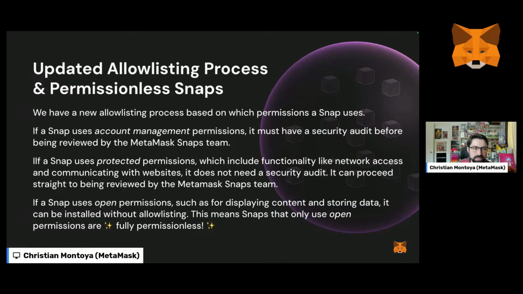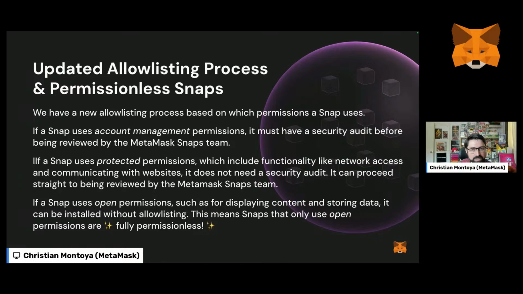If a snap is using what we call protected permissions, and it's not doing any account management, it's just doing things like network access, communicating with websites and so forth, it does not need to get a security audit anymore. So you don't have to pay for a third-party security audit or request a grant to cover that cost. You can proceed straight to being reviewed by the MetaMask Snaps team. So you can now submit your snap for allow listing without having to go through this auditing process.